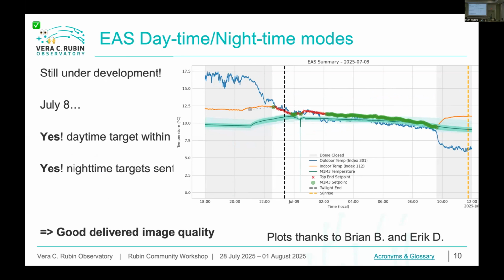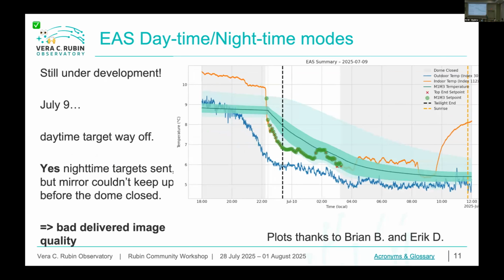The next night, much better. Yes, we hit the daytime target within half a degree. And the mirror as well was 1 degree below almost the entire night. And we got sub-arc second delivered image quality that night.